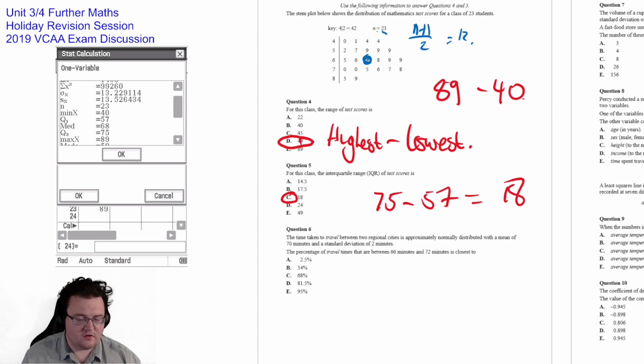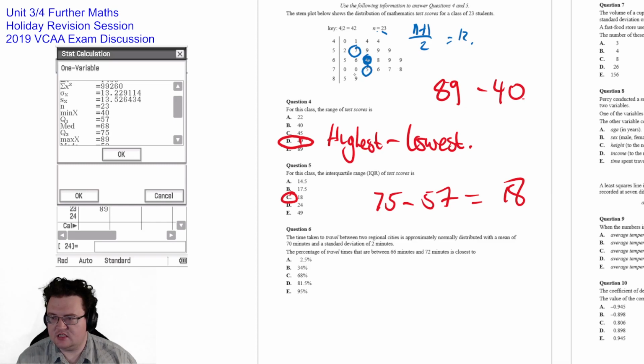So now that we have that 12th number, we look at halfway to the top and halfway to the bottom. There should be 11 numbers on both sides. And then 11 plus 1 is 12. 12 divided by 2 is 6. 1, 2, 3, 4, 5, 6, 57. And 1, 2, 3, 4, 5, 6 is 75, which is where we got those two numbers from.